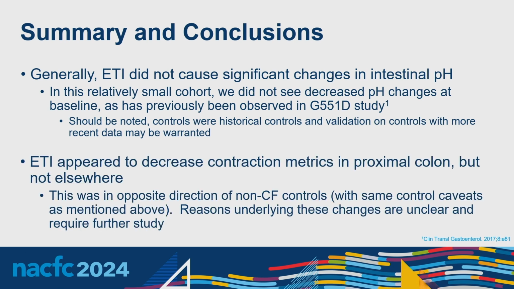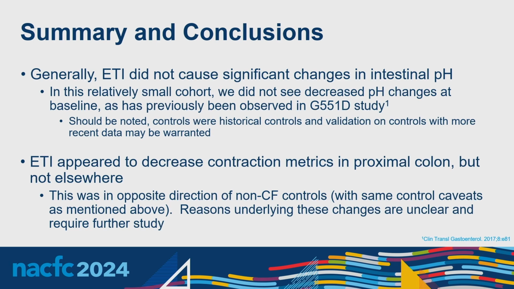We saw that ETI appeared to decrease contraction metrics in the proximal colon, but not elsewhere. And again, this was in the opposite direction of our non-CF controls, not becoming more normal, if you will. I think we could think about the same control caveats as mentioned above. But again, we've seen similar directions when we looked at some of the other CFTR modulator data that I'm not talking about. So I actually think it's more complex than that.